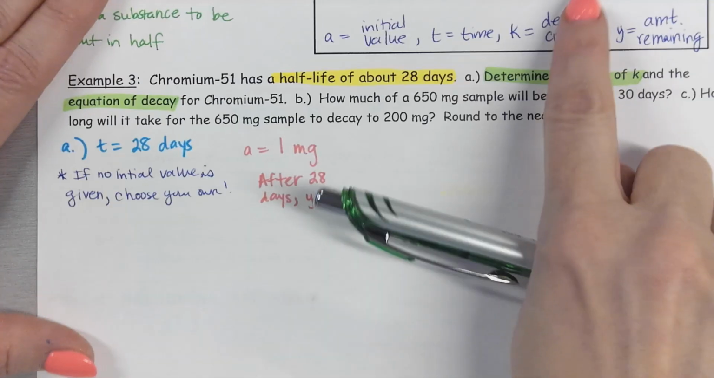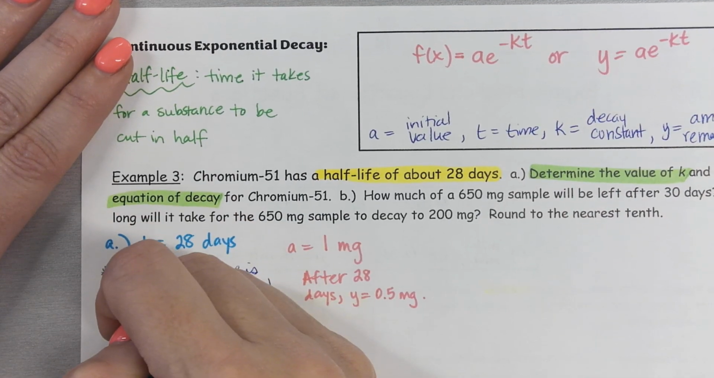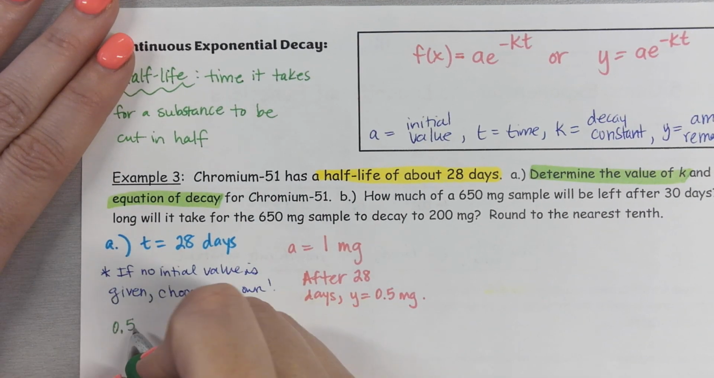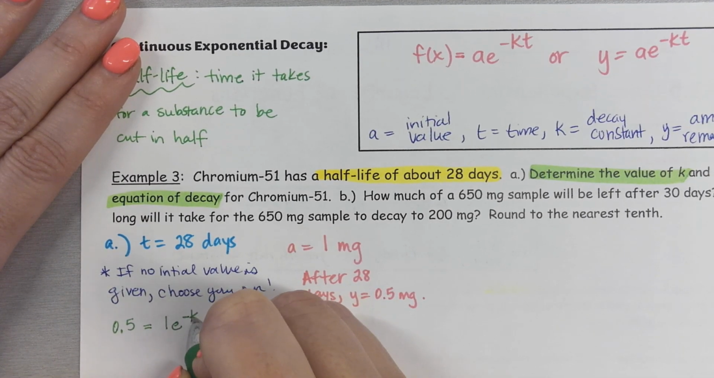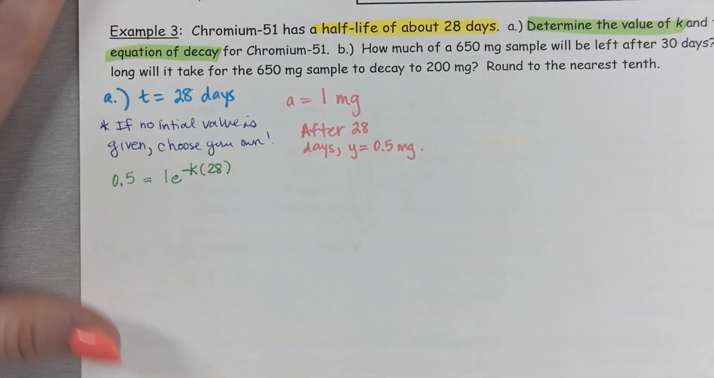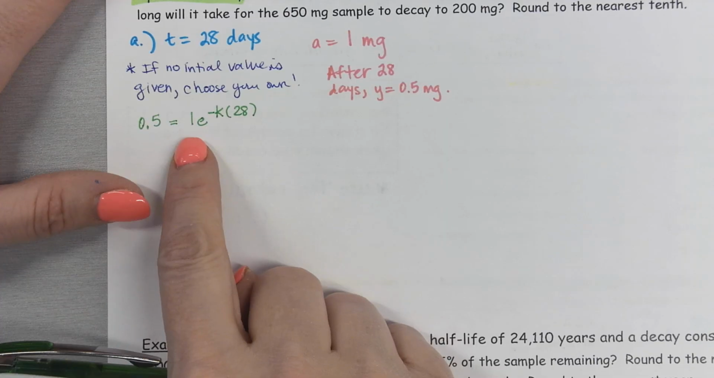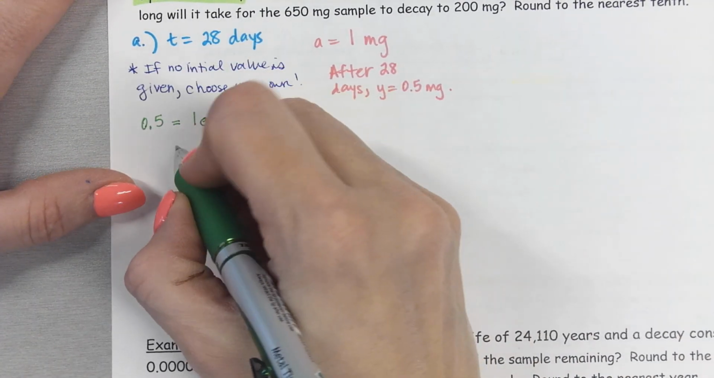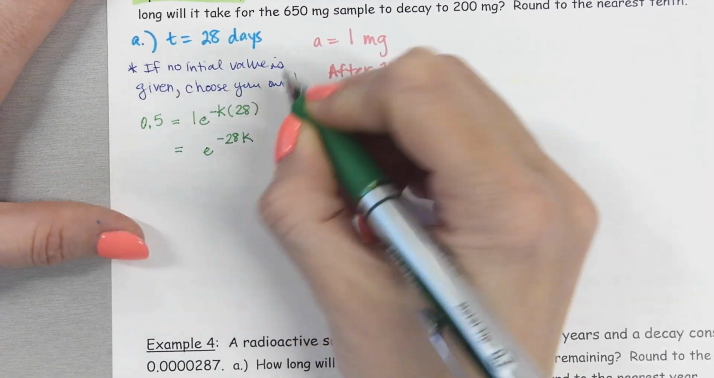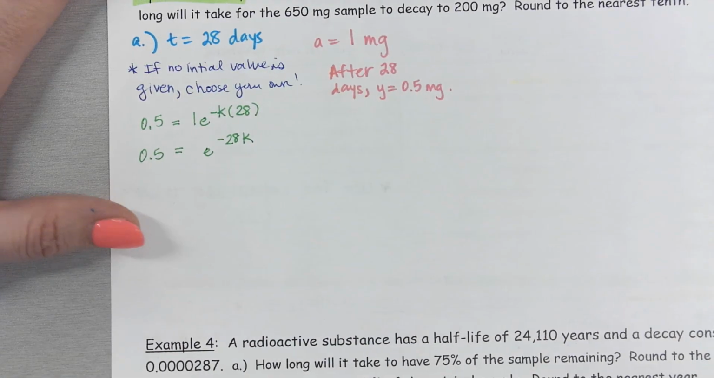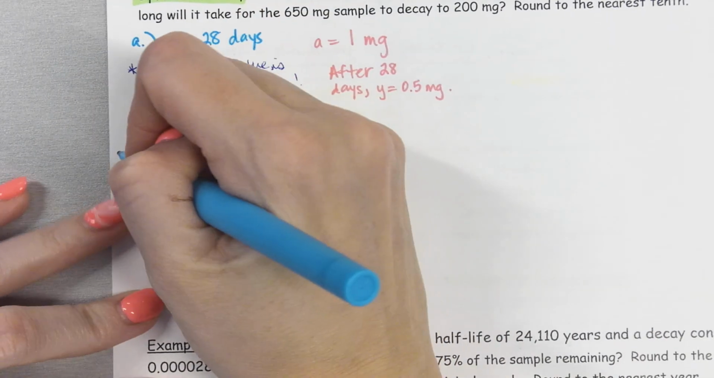So if you're plugging this into your equation right here, you have y equals, so 0.5 is equal to 1 e to the negative k times 28. Okay, the reason why I like to use 1 is because 1 times anything is just going to be the same thing. So this is equivalent to e to the negative 28k. And then what can I do right away? Yeah, I can just take the natural log.